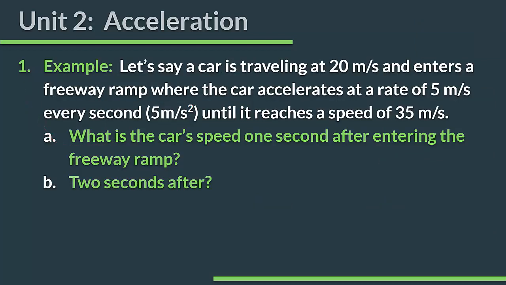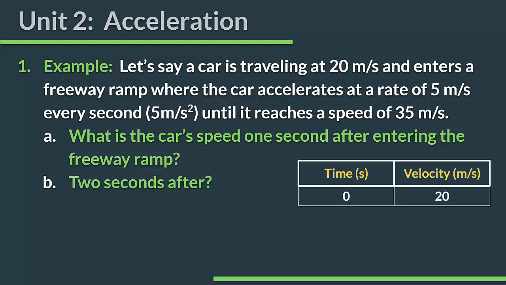All right, here's an example problem for us to think about. It says, let's say a car is traveling at 20 meters per second and enters a freeway ramp where the car accelerates at a rate of 5 meters per second every second until it reaches a speed of 35 meters per second. What is the car's speed 1 second after entering the ramp, 2 seconds after? So let's go ahead and make a data table. Initially, this car is traveling 20 meters per second, it says so in the scenario, and it starts to accelerate at a rate of 5 meters per second each second.